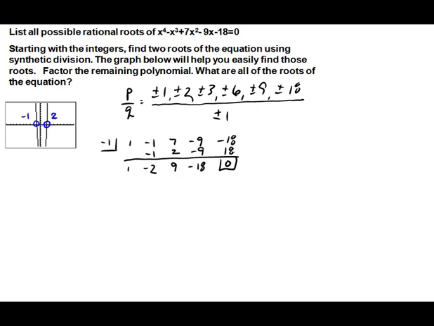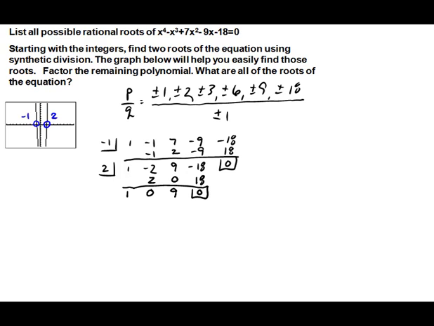So again, we'll just continue dividing by the other zero of 2. So we'll take the remaining polynomial and divide it by 2. Again, we'll just synthetically divide, or just continue down. We'll drop the 1. 2 times 1 is 2, and when we add the column, we get 0. 2 times 0 is 0. We have 9. 2 times 9 is 18. And again, we get a remainder of 0, which is what we expected.